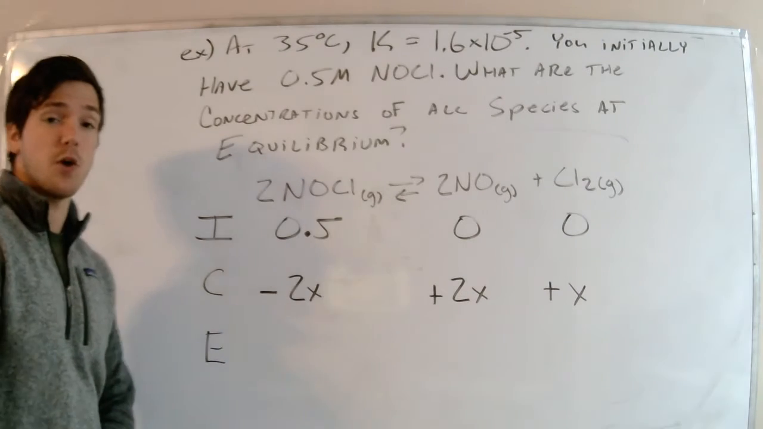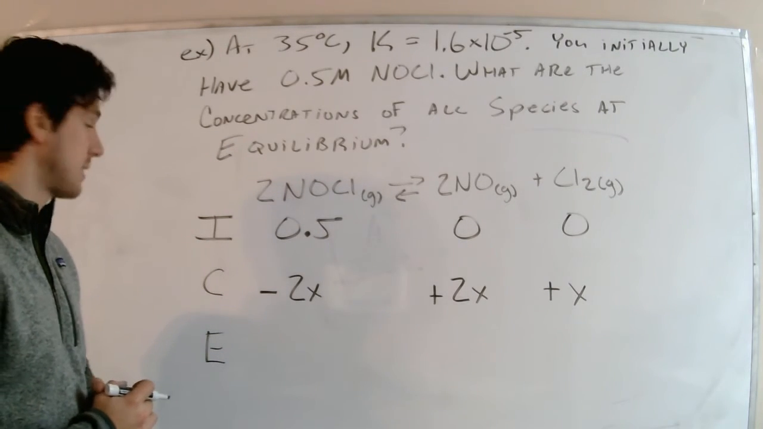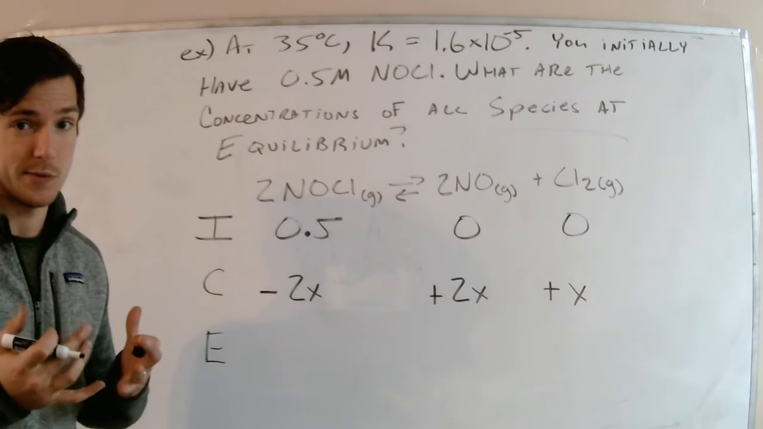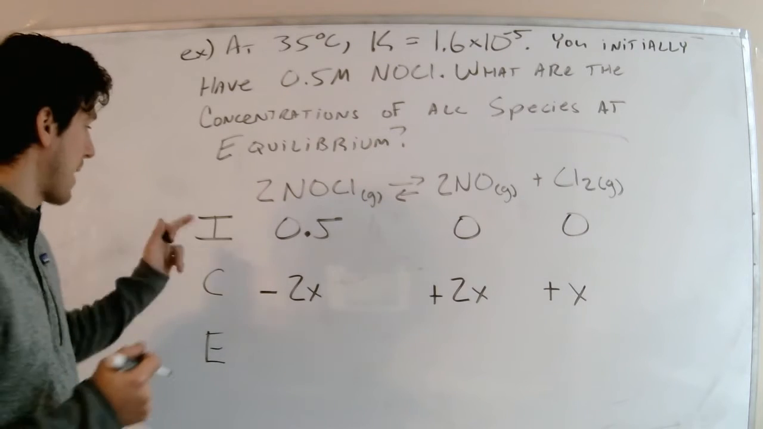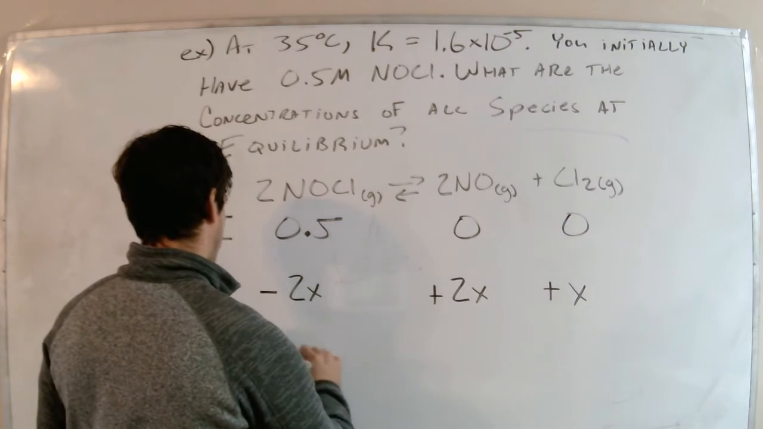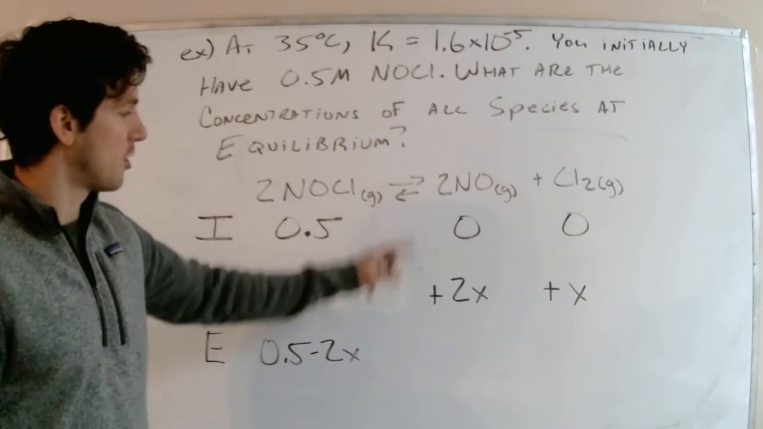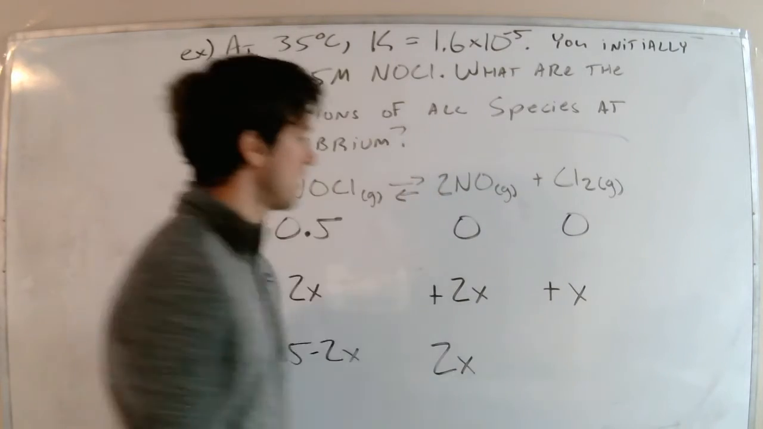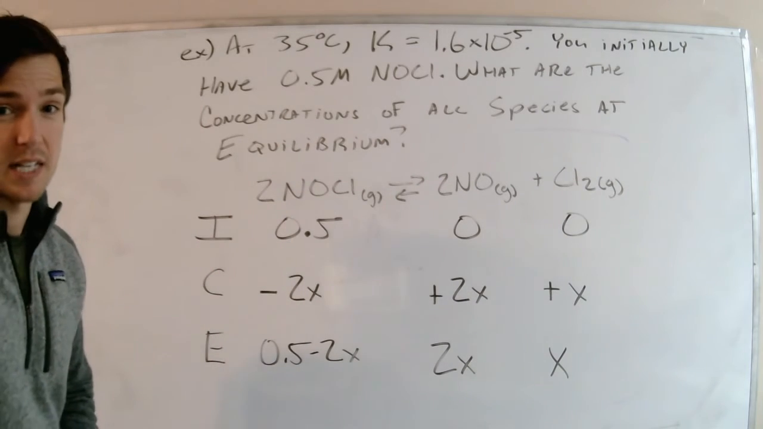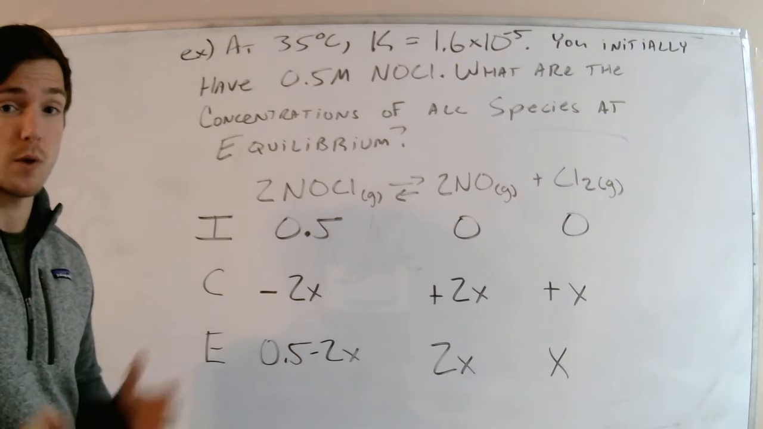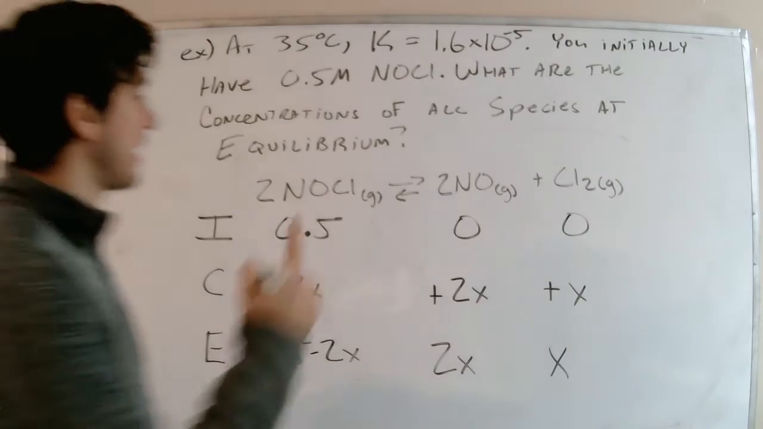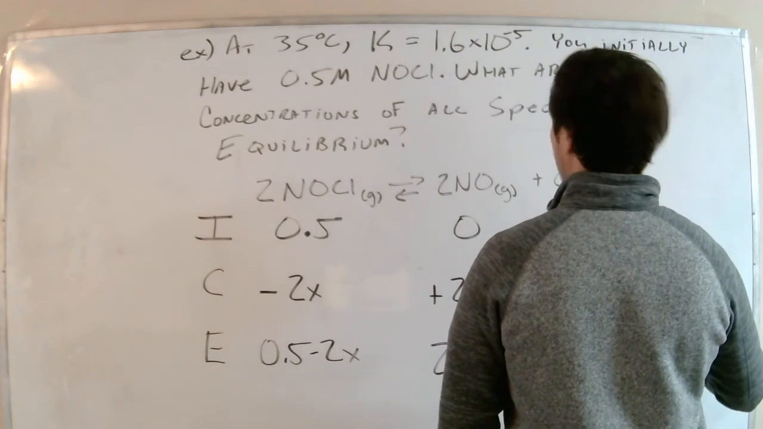And now let's plug some stuff in. Do we have any equilibrium concentrations? No, we don't. Darn. So let's combine our I and C and see what they give us. I plus C is going to be 0.5 minus 2x. 0 plus 2x is just 2x. And 0 plus x is just x. All right, we're kind of stuck here. So let's plug this into our equilibrium expression and see if we can go anywhere from there. I am going to write K down here because we're going to need that in a little bit.